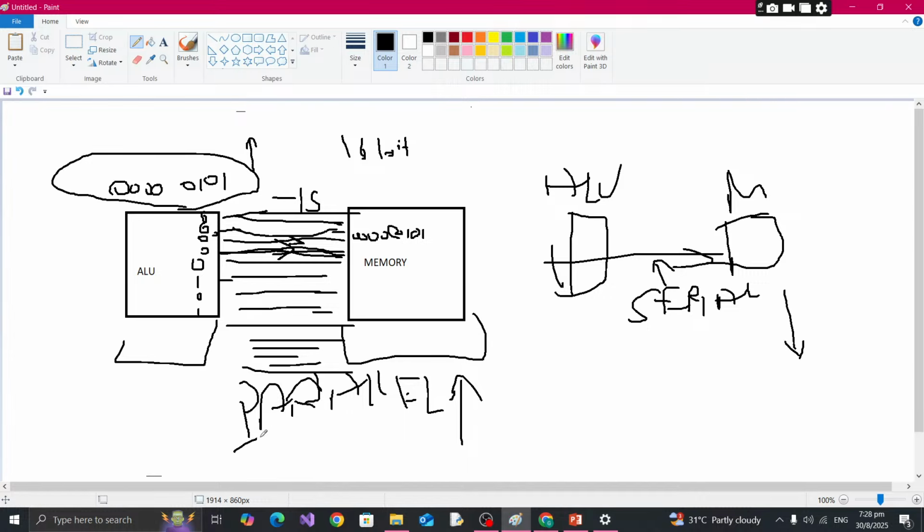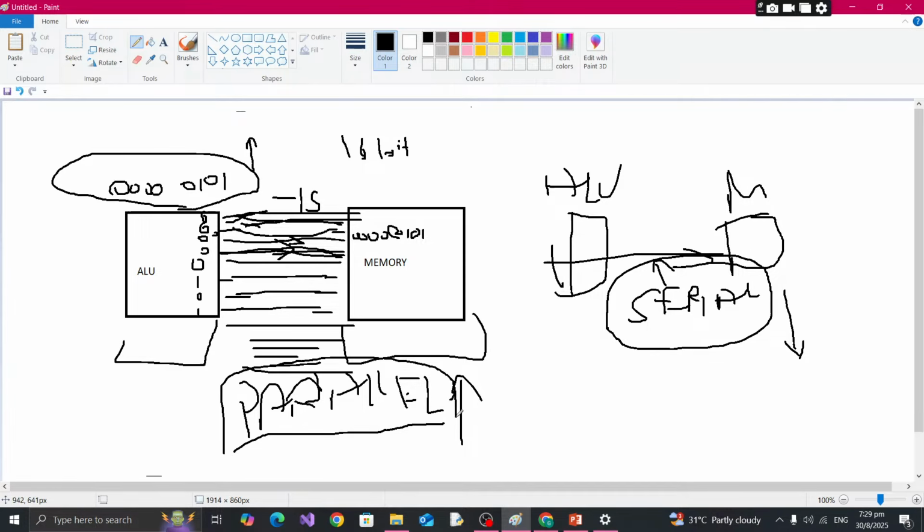This parallel communication is complex to design because we need to etch away some copper lines in the PCB or in the chip. In serial it is not like that. It's very easy to design, and it consumes less space, while parallel consumes more space, and parallel communication is also costlier compared to serial. So where do we use parallel and where do we use serial?